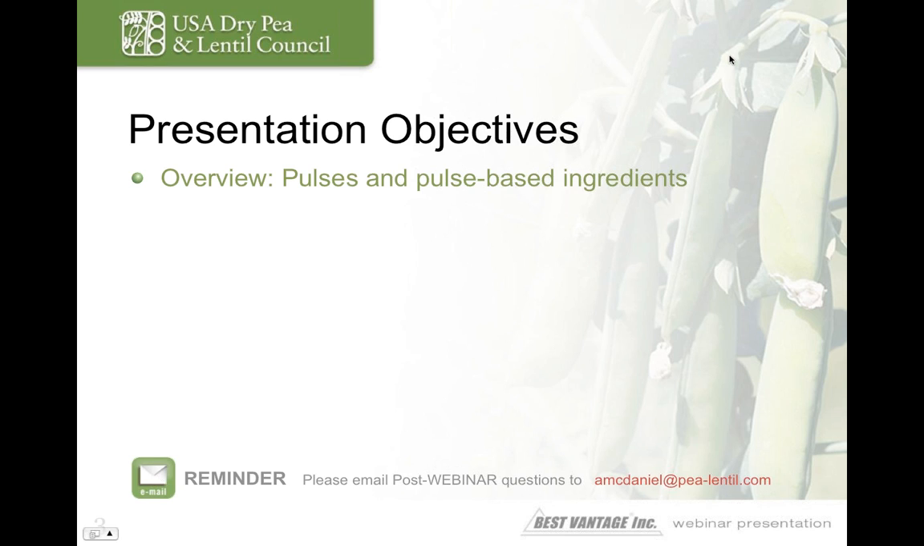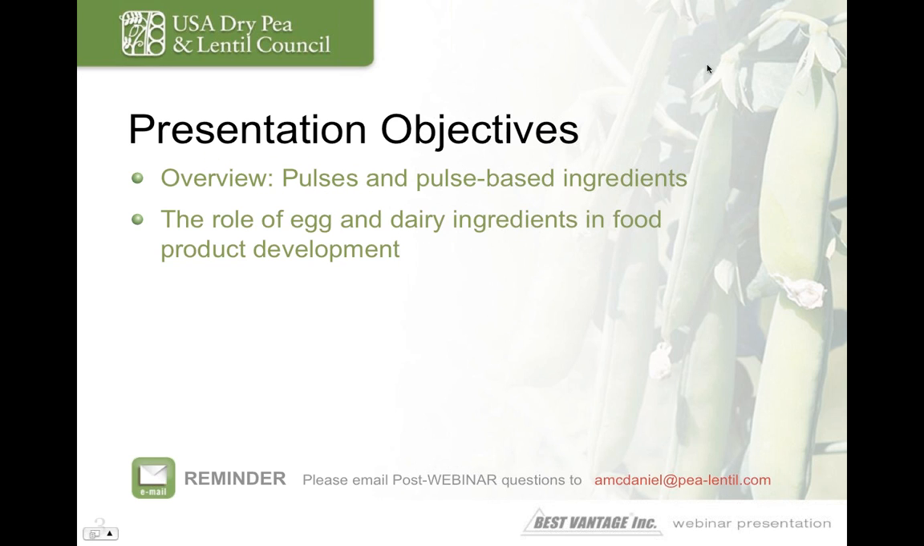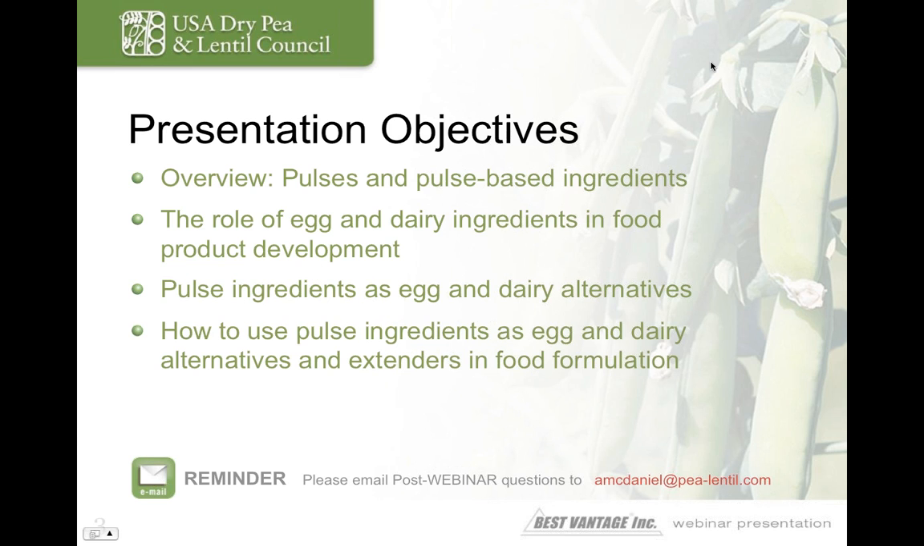We'd like to start this presentation by giving you a brief overview of what pulses and pulse-based ingredients are. We'd like to then talk about the role of egg and dairy ingredients in food product development. We'd like to proceed on to the use of pulse ingredients as egg and dairy alternatives, and then finally get into some formulation details on how to use pulse ingredients as egg and dairy alternatives and extenders in food formulations before we conclude and address any questions that you may have.